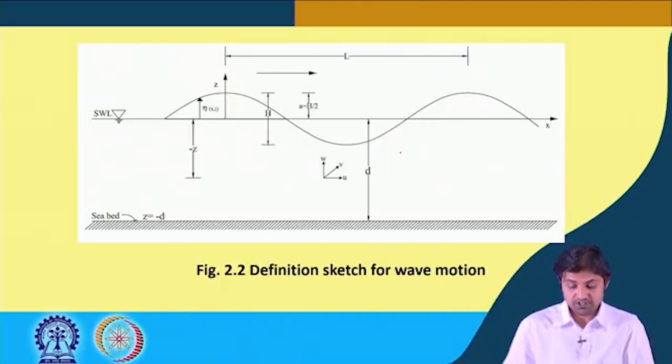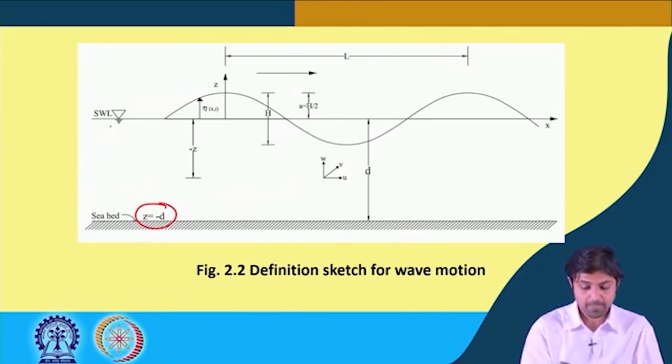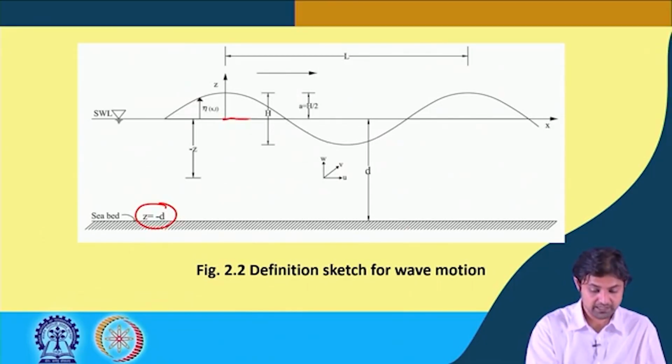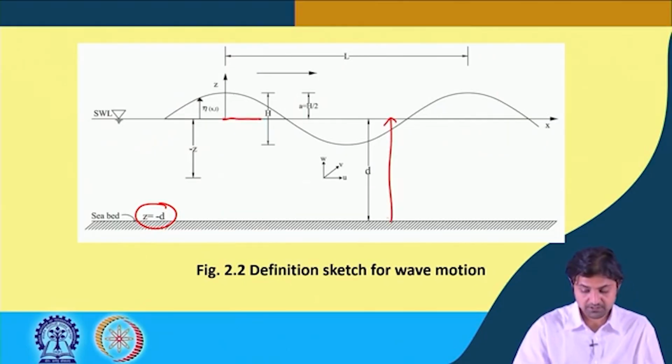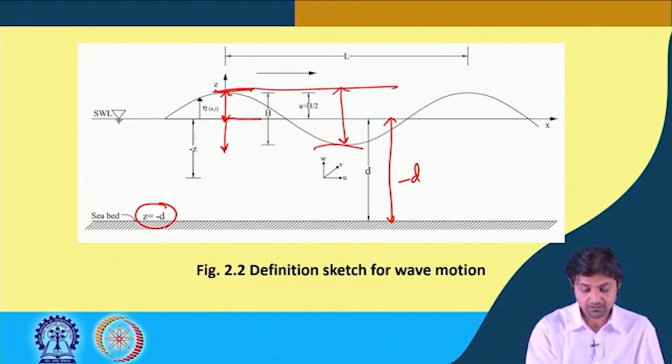So, just describing, see, this is the sea bed, z is equal to minus d, this is the still water level, z is 0 at this line. So, this is the depth minus d. This is half of the wave height, or amplitude; the full wave height will be between the crest and trough, whatever the height is. Wavelength will be from this point to this point.